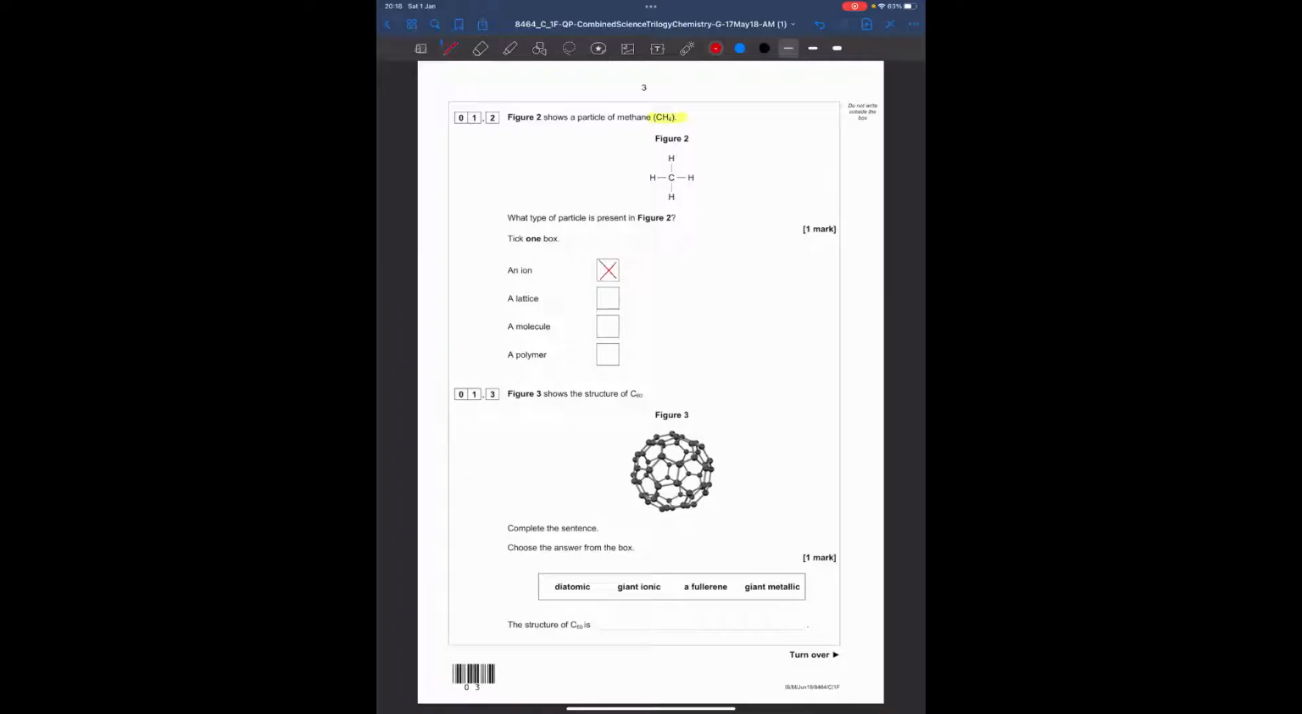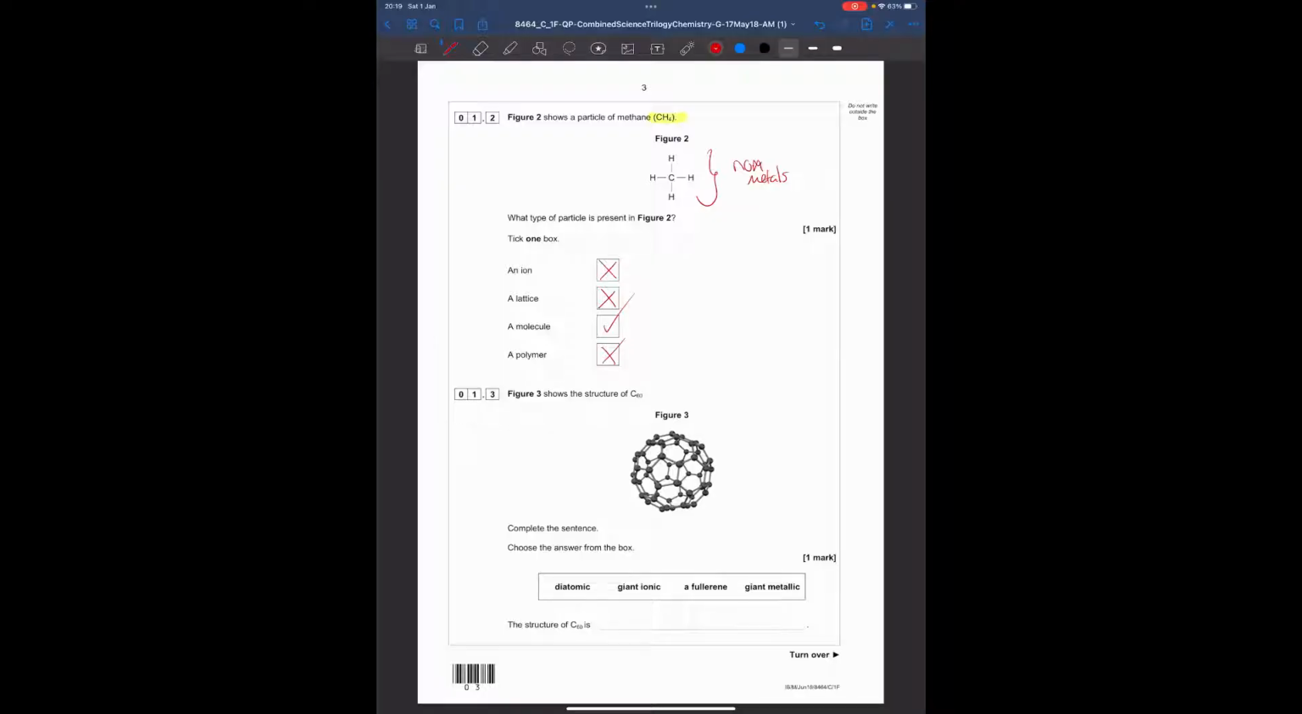A lattice is when you have loads of ions all together. So there's only a small amount of atoms here, so it's not that. A molecule is when you've got non-metals that are covalently bonded together, and this is what we've got here. Carbon and hydrogen are both non-metals, so therefore it is covalent bonding, and therefore it is a molecule. We can tell it's not a polymer because a polymer would have loads and loads of repeating units. It would be a really long chain of atoms.